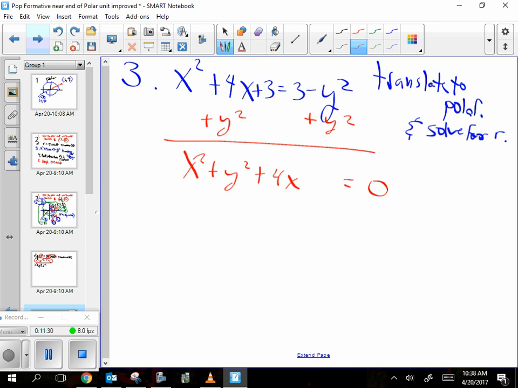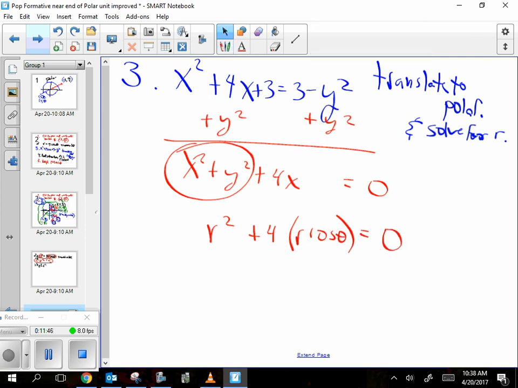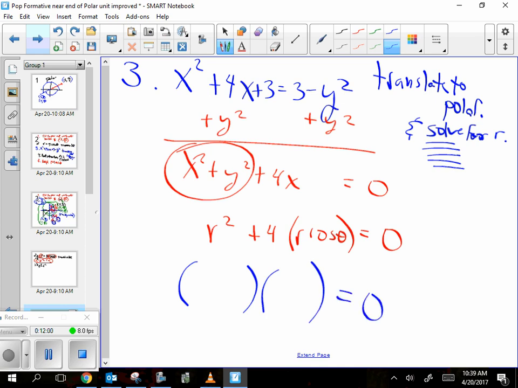Have I translated it to polar yet? No. All right, so let's translate it to polar. So that part's r squared. And you have learned that x is also known as r cosine theta. And now why did I set it equal to 0? It's classic positioning for the solving part. If you want to solve it, you want something times something equals 0. So then you could set this part equal to 0 and that part equal to 0.